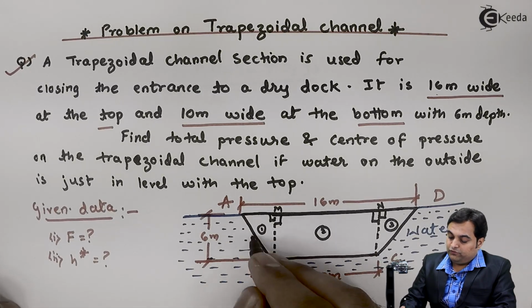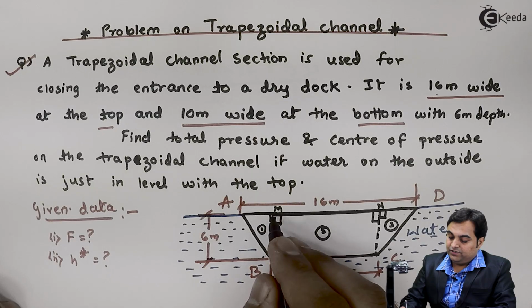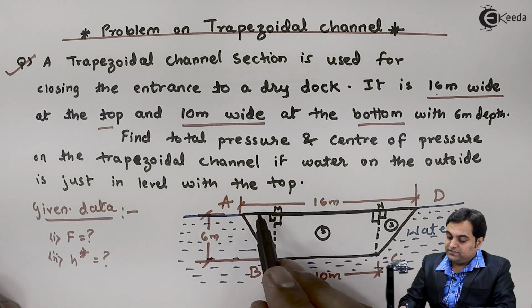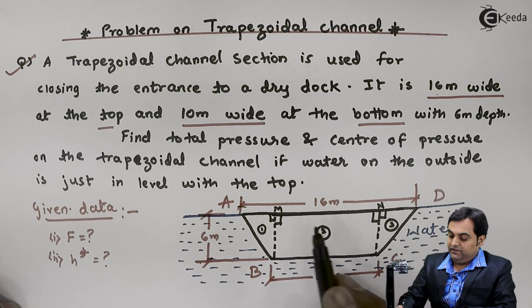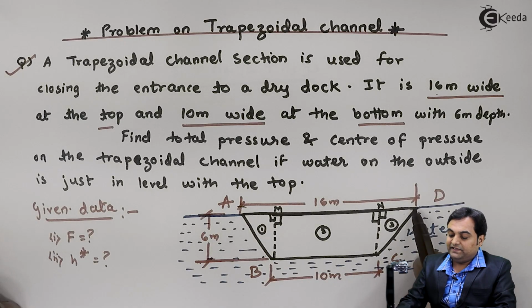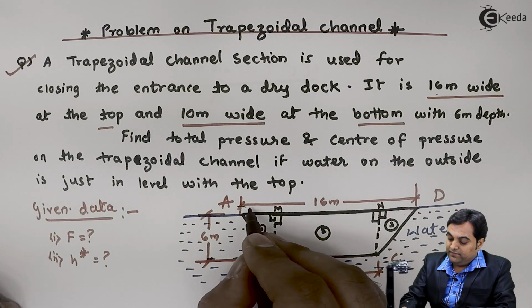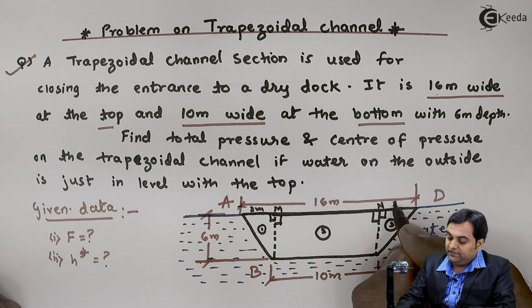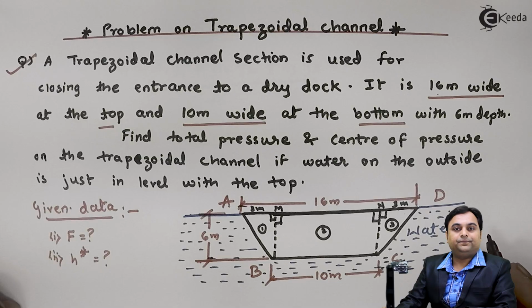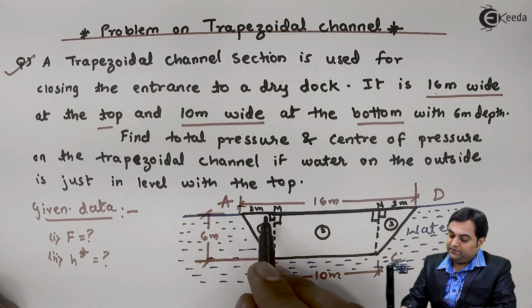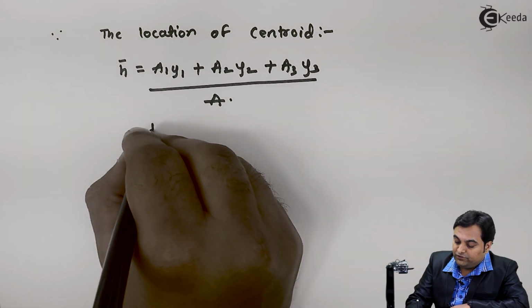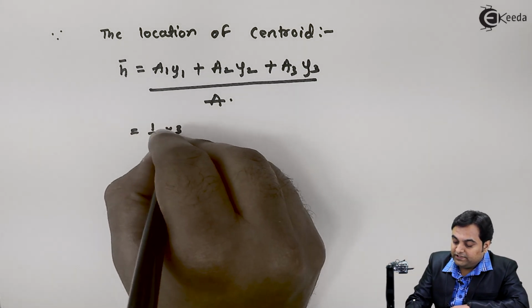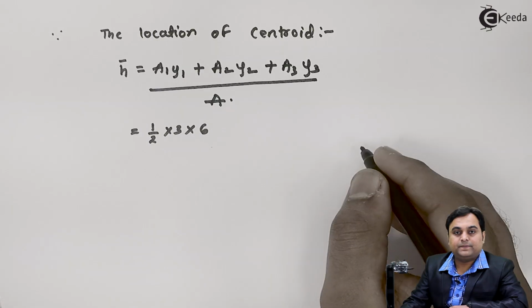Now for the triangle AMB, the base would be, since this is 16 minus 10, AM plus ND, that is 6. So AM is 3 meter and ND is also 3 meter. So 3 meter is the base and 6 meter is the height. So area is half into 3, that is base, into height, that is 6.